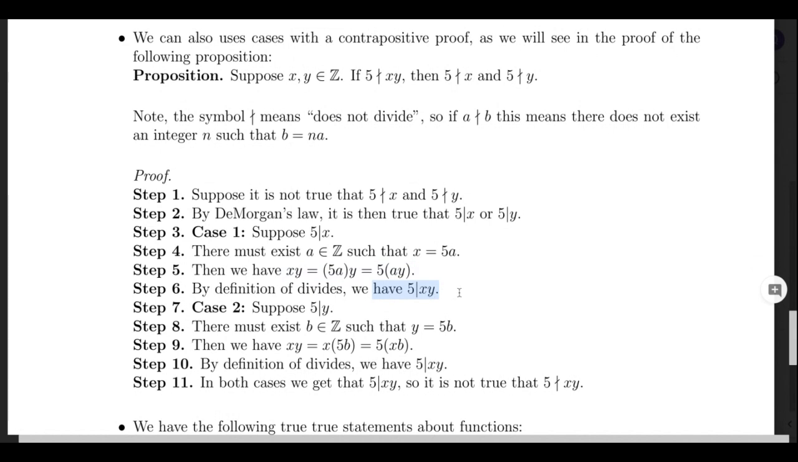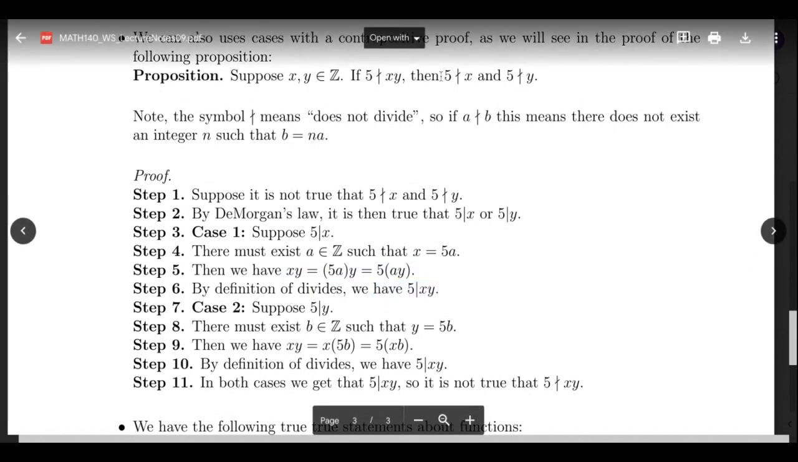So you see this is a contrapositive, right? The contrapositive says not q implies not p. Not p is that 5 doesn't divide xy, and the negation of that, 5 doesn't divide xy, becomes 5 divides xy.